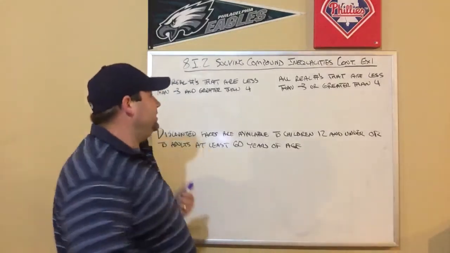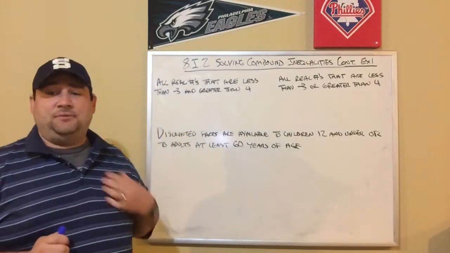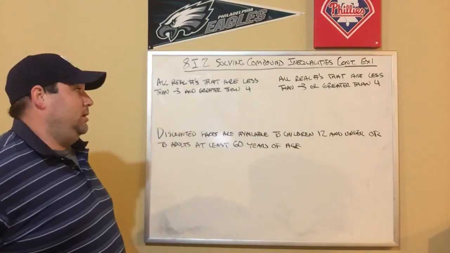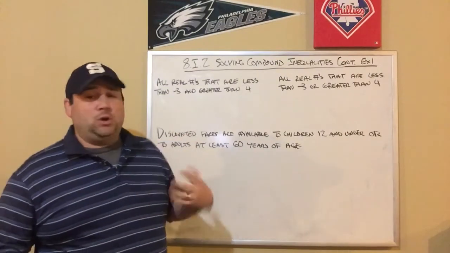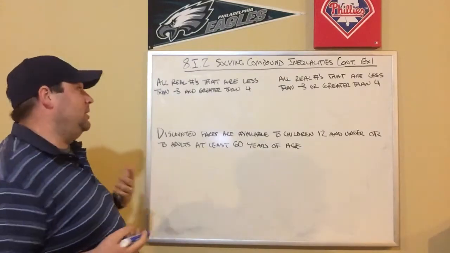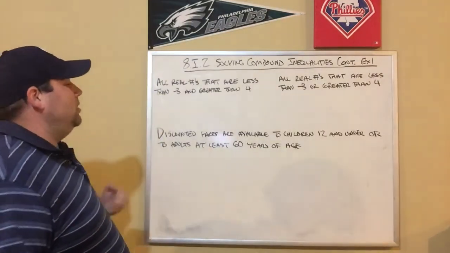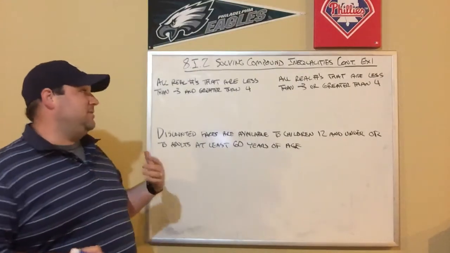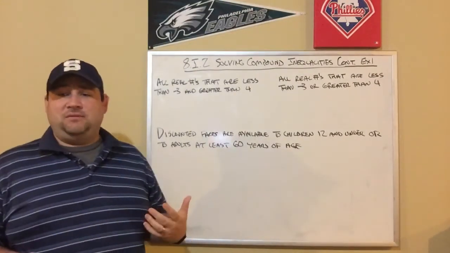So pre-algebra, we're going to continue talking about solving compound inequalities. We have a bunch of different little word problems here that we're going to try and graph on a number line. So let's look at the first thing. It says all real numbers that are less than -3 and greater than 4.